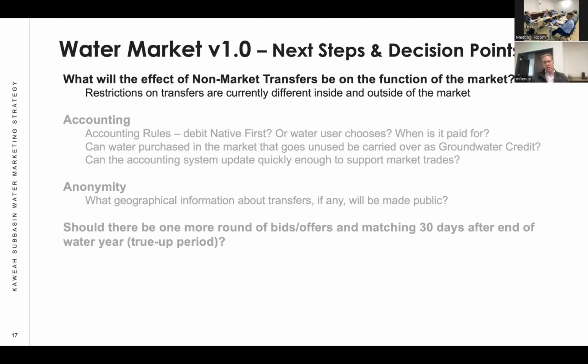I do think part of our strategy should be a recommendation that the same rules apply to non-market and market transfer. So that's my recommendation. At some point, I'd like you to think about, and I'll ask the committee, do you agree that our water marketing strategy document should recommend that restrictions on transfers be uniform, whether they're happening in the formal market or not?